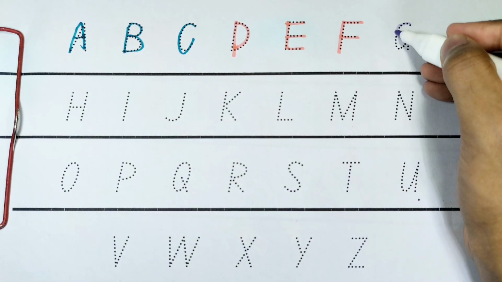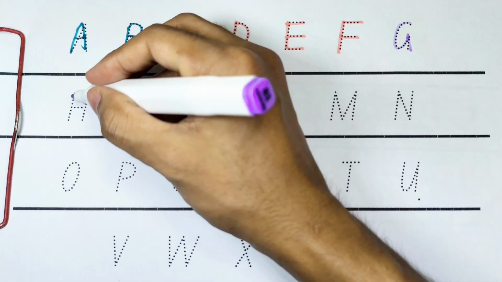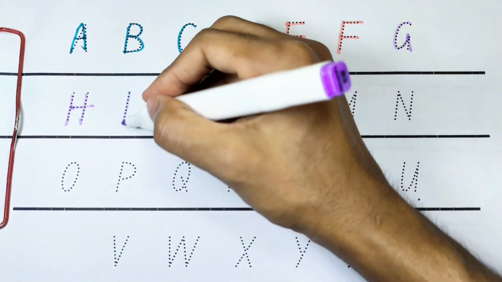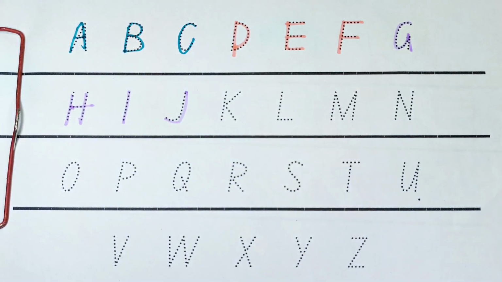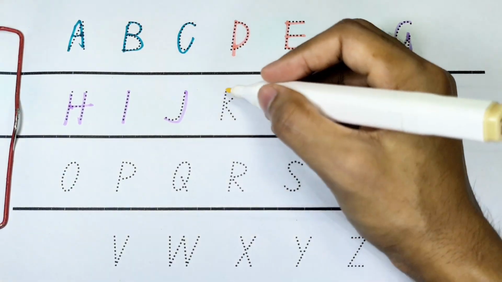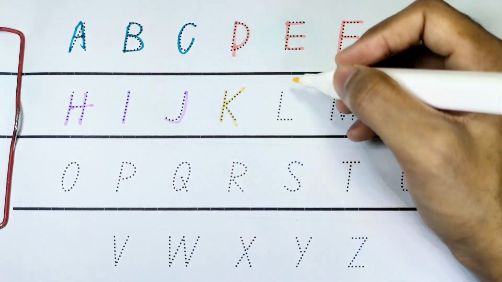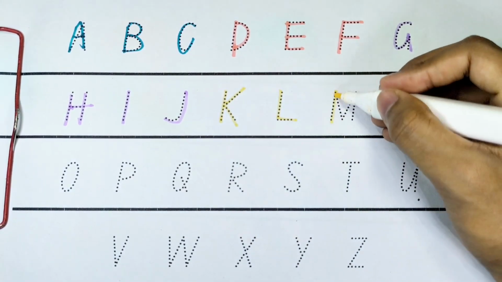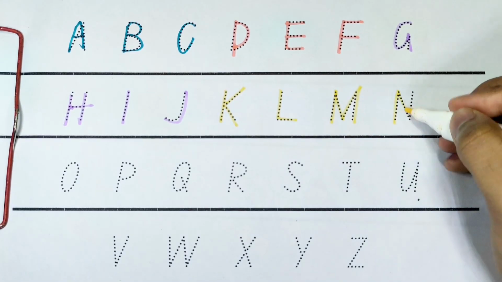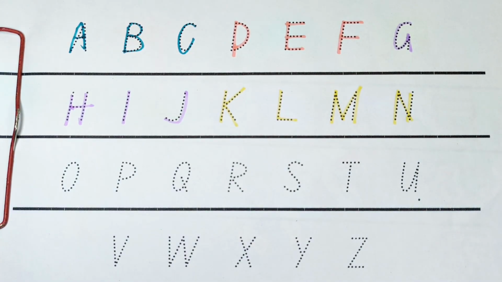Lavender color. Yes, G for goat. H, I. J for jackfruit. Raw silk color. Yes, K, L, M for moon, M for mango. N for nose, N for nest.